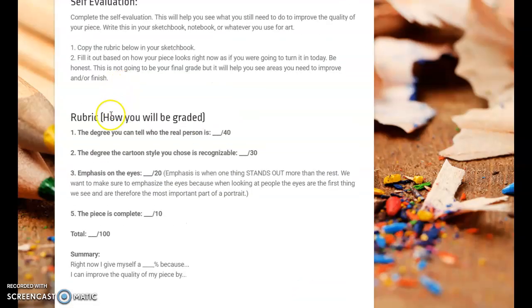So to make sure you understand the rubric of how you're going to be graded, remember you would write down transformation piece, and then rubric. And then you're just going to write down what's in bold. You don't have to write down what's not. That was just to help you understand a little bit better.